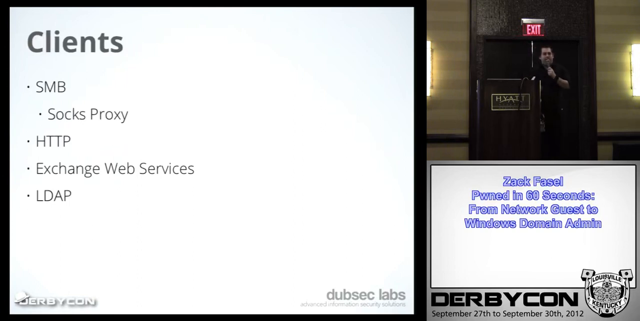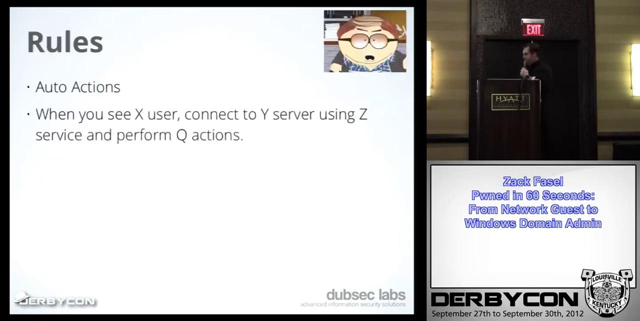So we have people authenticating to us, we have the server, and we have the authentication request coming in. The next part of the tool is the client, right? Where can we connect to? We can connect to SMB, and there's a SOCKS proxy now written for the tool, so you can use whatever SMB toolset you want and relay it through SOCKS. It's pretty cool. I'm excited about that because I wrote it on a plane ride and it somehow worked out. As well as HTTP, Exchange Web Services, and LDAP.